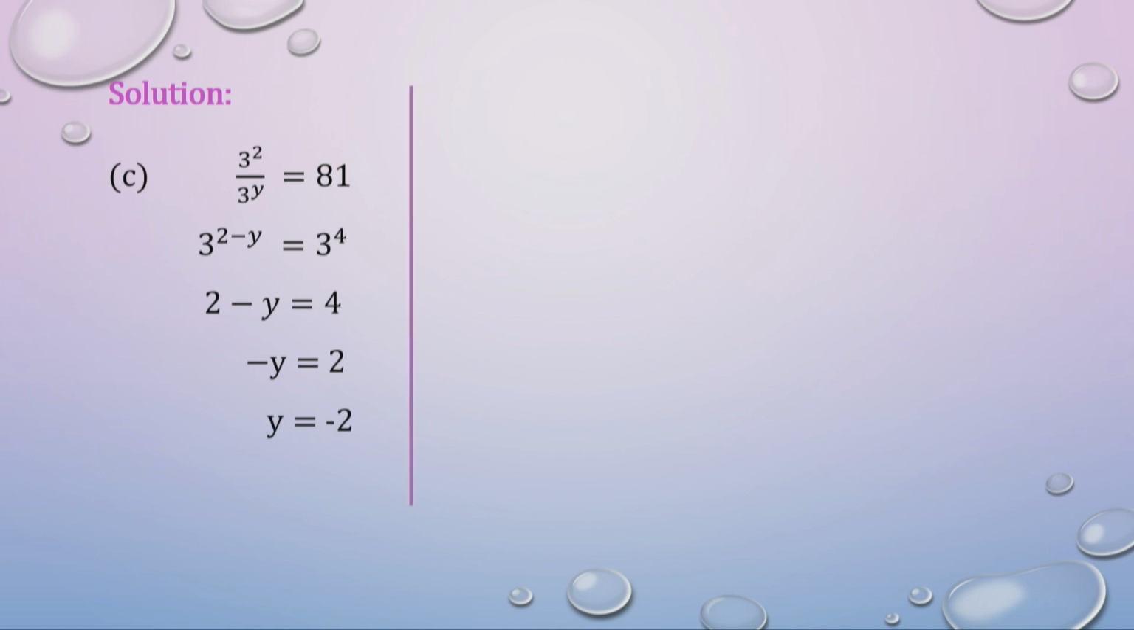The next part now, 6 to the power of 2x equal to 216. So I can rewrite 216 as 6 to the power of 3. 6 to the power of 2x equal to 6 power 3. Equating the powers, 2x equal to 3, x equal to 3 over 2.